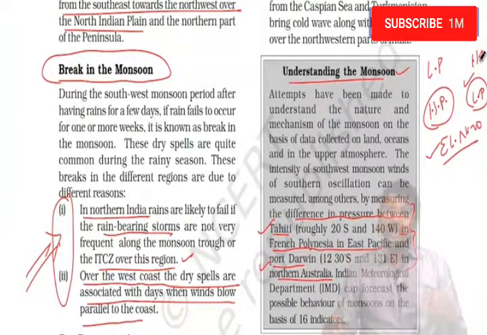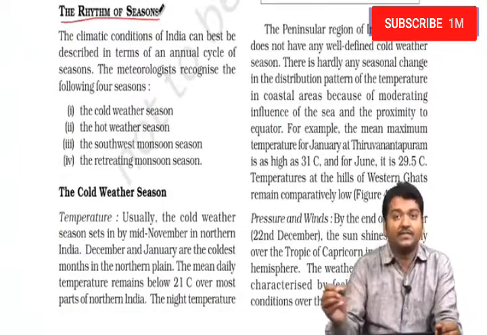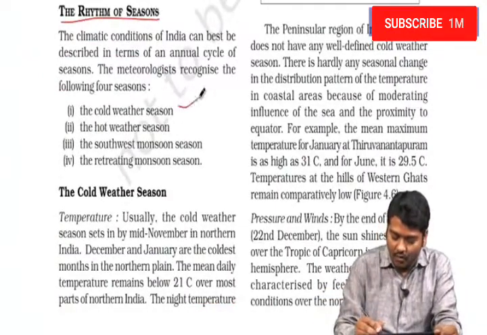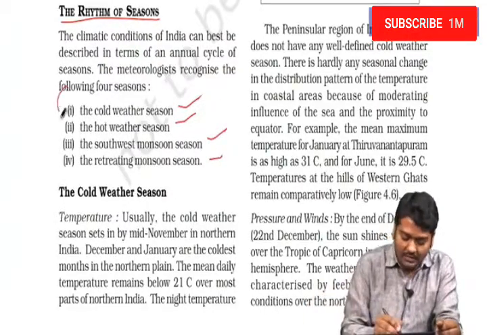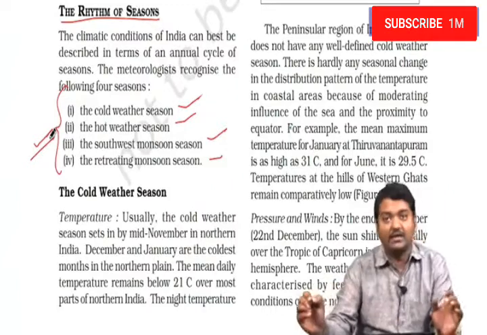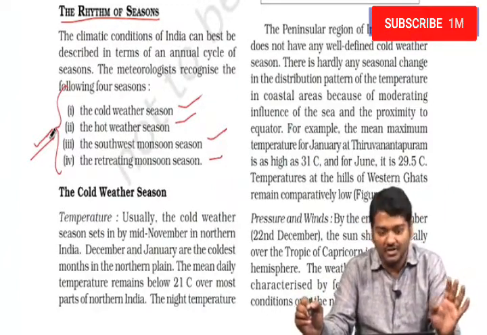If you are clear with this, let us go into the seasons which we have already seen and try to understand in different parts how rainfall is occurring again. So guys, let's quickly begin with the rhythm of seasons. We have cold weather, hot weather, southwest, retreating. So all these 4 seasons have to be seen in detail. We have already seen them, I'll just explain some of the points which are additional here.